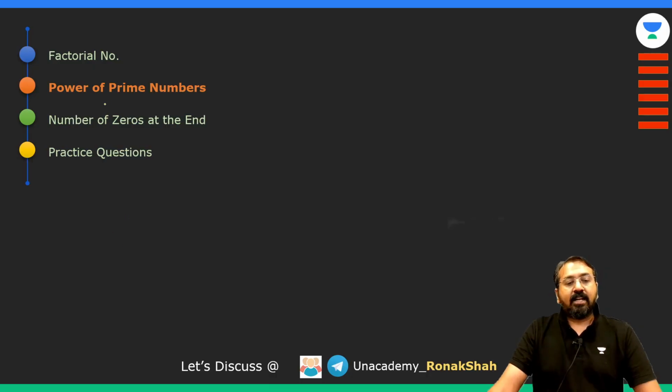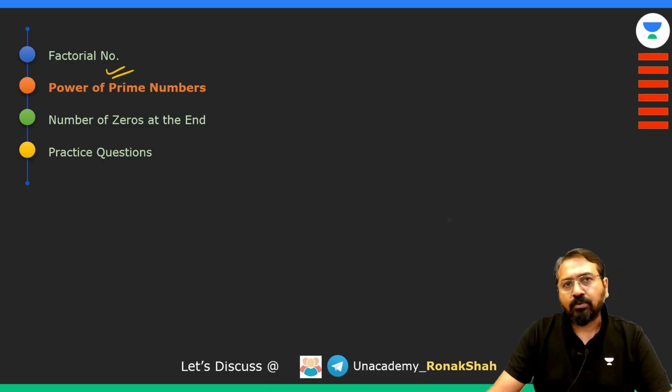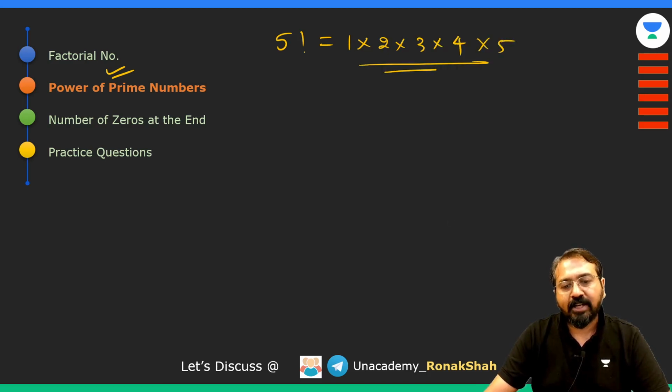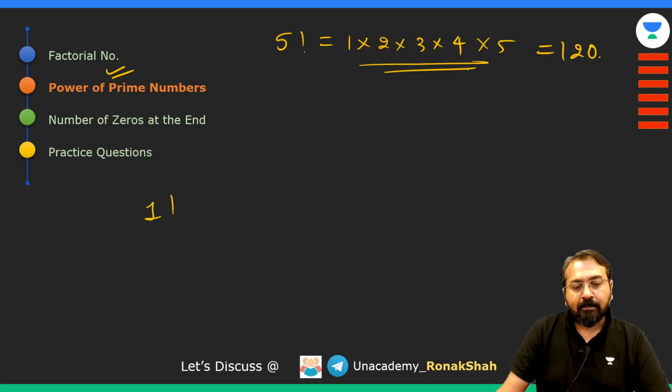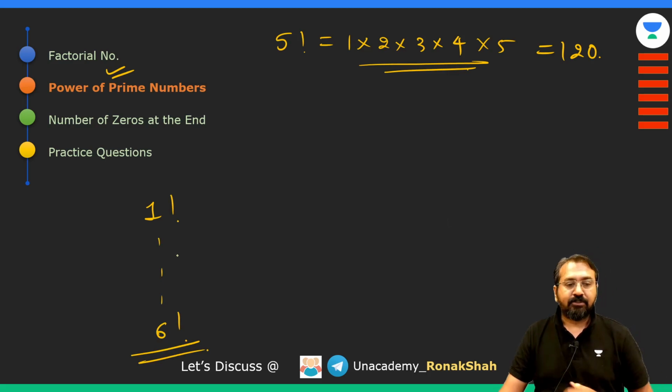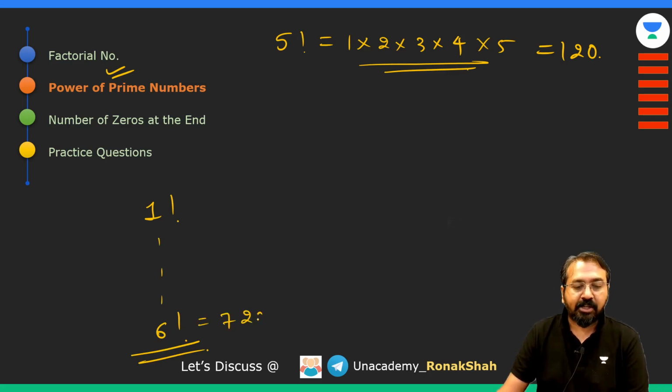Now let's understand factorial numbers. We know what a factorial number is. For example, 5 factorial is nothing but 1 into 2 into 3 into 4 into 5, right? So we are all aware of this factorial number. This value will come out to be 120. So I'll suggest you remember all the factorial numbers till 6 factorial. This will be pretty handy. Just remember this. For example, 6 factorial is 720.